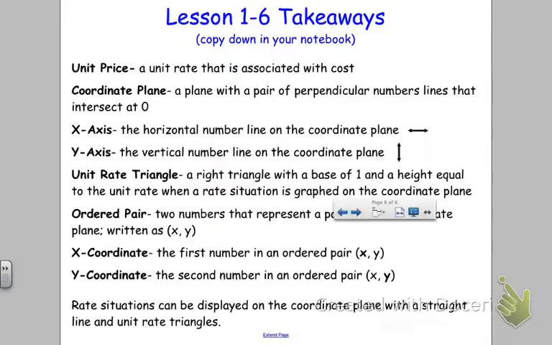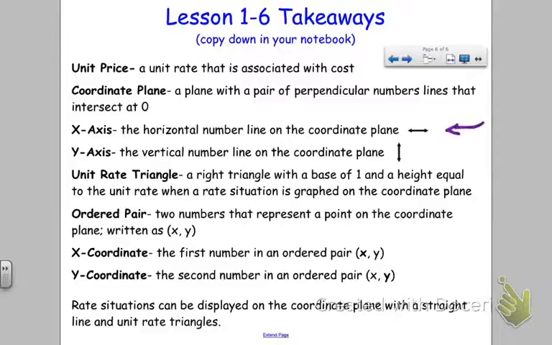Alright, here are the takeaways, and there are a lot of them just because we have a lot of vocabulary. We have what a unit price is, a unit rate that is associated with cost. The coordinate plane, this should probably be familiar to you. That's a plane with a pair of perpendicular number lines that intersect at 0. Perpendicular means they form right angles. The x-axis and the y-axis should be familiar to you. The x-axis is the horizontal number line, so that's the one that goes from left to right. The y-axis is the vertical number line. That's the one that goes up and down.